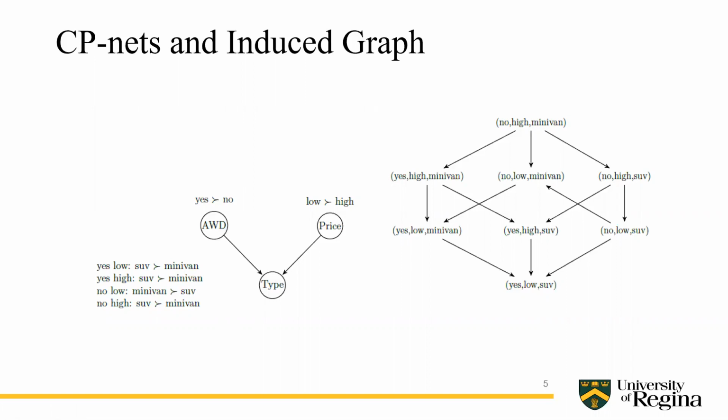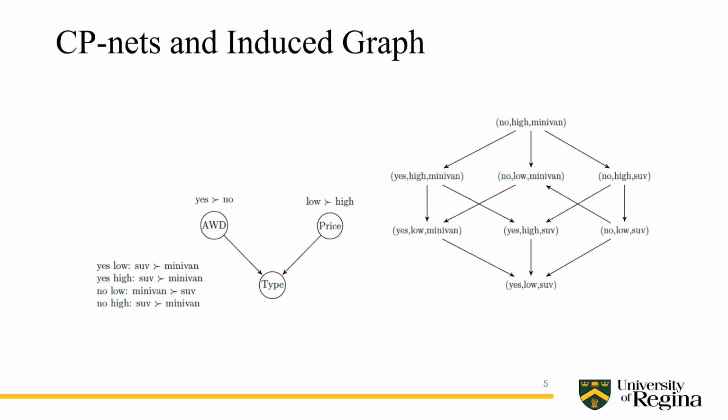From this graph, which shows the user preference, let's say this one says that if it is all-wheel drive and the price is high, then the user still prefers SUV. But if it is not all-wheel drive and the price is low, the user will go for minivan. So at that time, the user prefers minivan over SUV. The goal of my research is to generate an algorithm which will give the user the best option from all the possible items that are available.